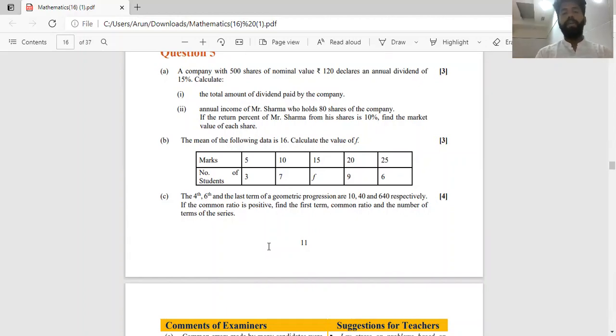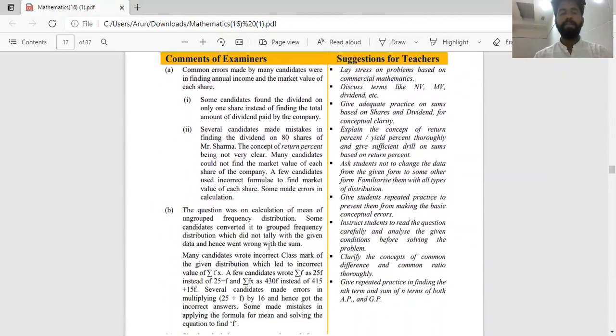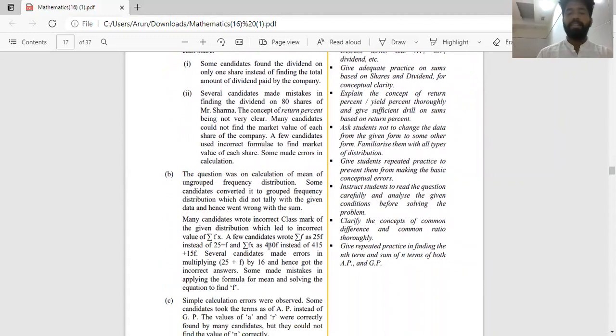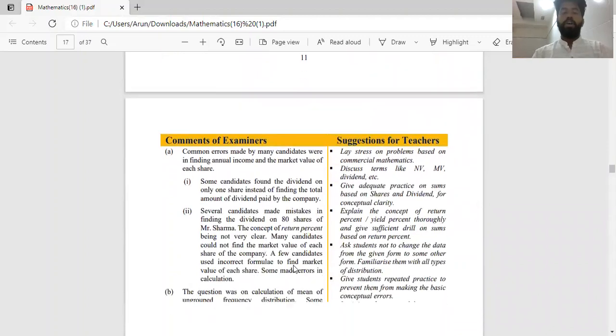The mean of the following data is 16. Calculate the value of F. So in 5B, the question was on calculation of mean of ungrouped frequency table. The direct values were given to you. There was no range of values given. Marks were 5, 10, 15, 20, and 25.